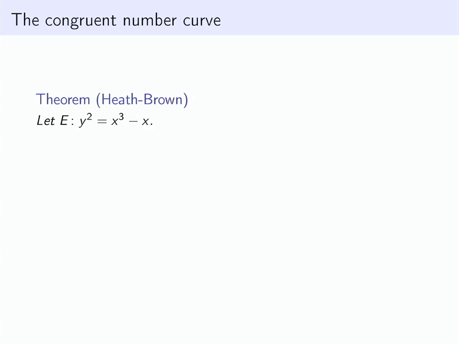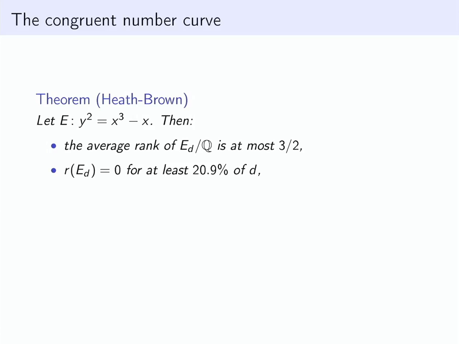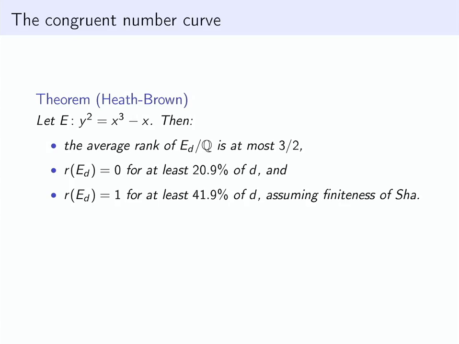And what Heath-Brown proves, he does more than what I'm about to say, but a consequence of his work is that the average rank of this elliptic curve, as you vary in the quadratic twist family, is bounded by 3/2. You can show that the rank is 0 for at least 20.9% of D. This value 20.9 comes about as the value of some infinite product, but it's completely explicit. And you can also prove that the rank is 1 for a pretty large proportion of twists, if you're willing to assume the finiteness of Sha.